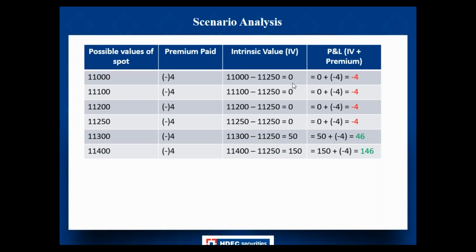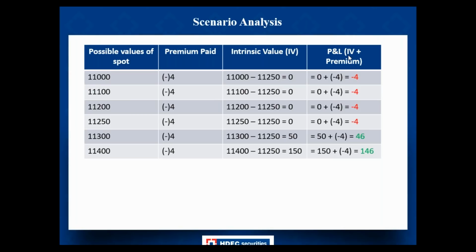Let us refresh our memory. Intrinsic value only exists for in the money options. It does not exist for out of the money or at the money options. Now our strike price that we have chosen for this strategy is the 11,250 call. This spot is 11,000. Since 11,000 is less than 11,250, it becomes an out of the money option, so your intrinsic value is 0.